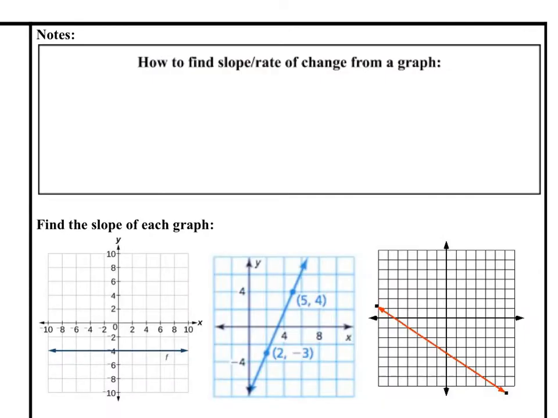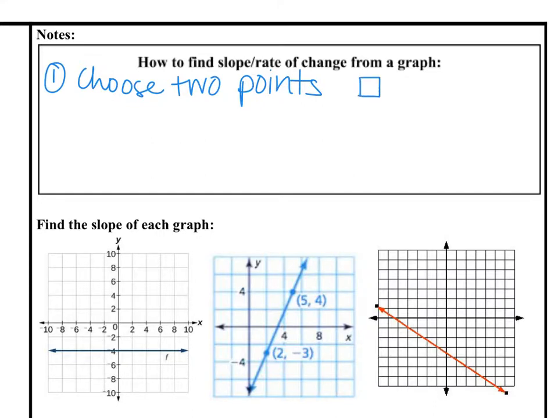When you find slope from a graph, the first thing you need is 2 points. So choose 2 points if it's not already chosen for you. Your 2 points, if you're choosing them, need to hit the corner of a square, like this. Otherwise, you're going to have a really hard time finding the slope. So choose 2 points that hit the corner, like that.